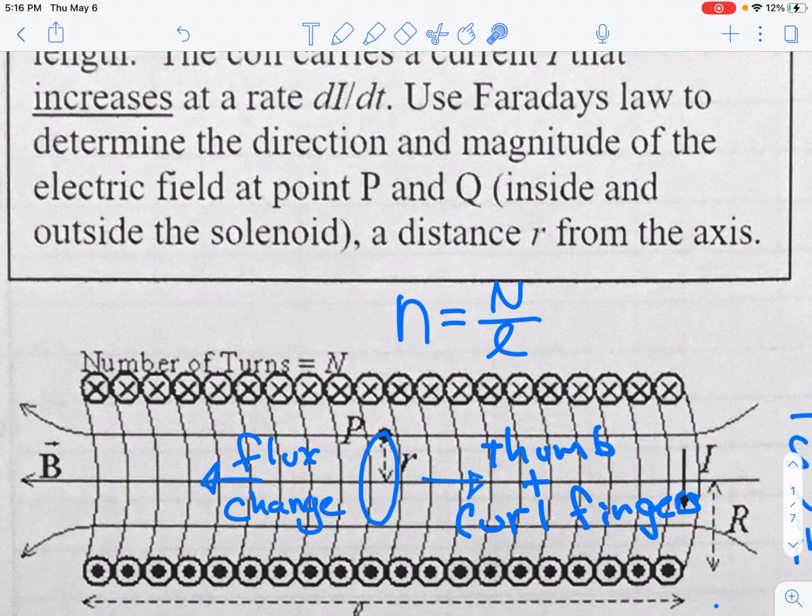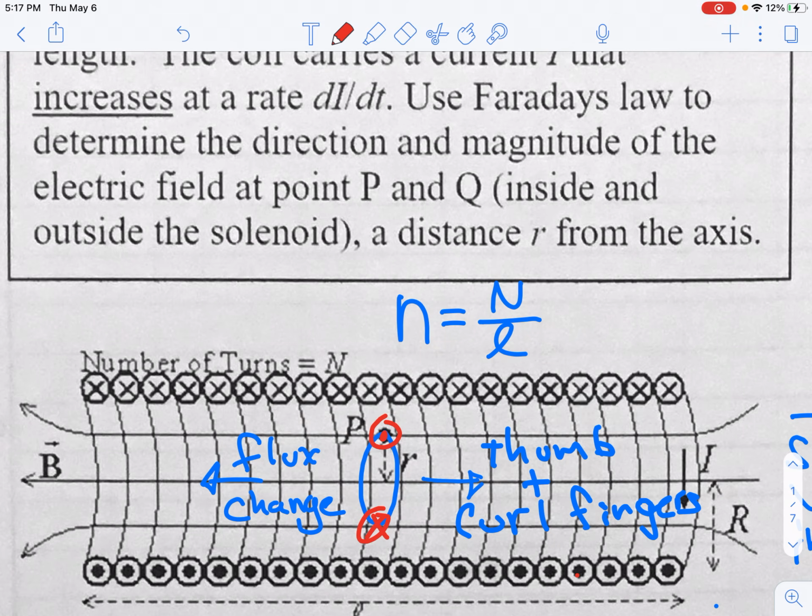To use Lenz's law to determine the direction of the electric field created at point P due to this changing magnetic field, you point your thumb in the opposite direction of the change in flux. So thumb goes right, curl your fingers. You'll see that your fingers come out of the page right there. So out of the page there, and down here, the electric field would be into the page.